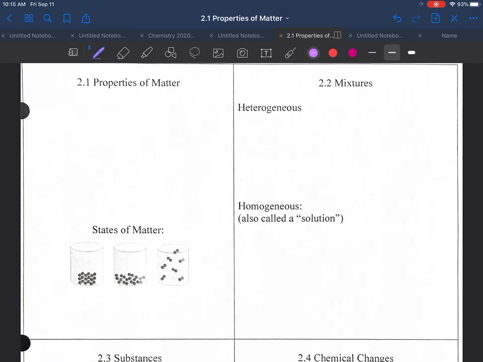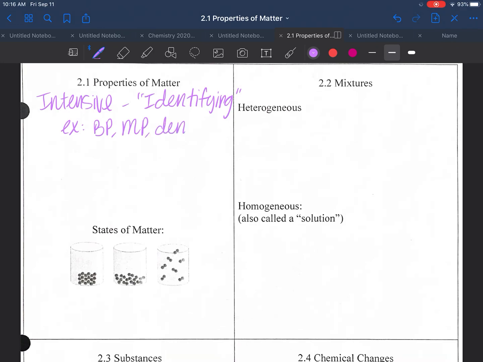So first, properties of matter. There are two categories that we can describe properties. The first being intensive, which are known as the identifying properties. Examples of these would be boiling point, melting point, density, hardness. Doesn't matter how much of the matter you have, but these characteristics will help you identify the identity of whatever you're testing.